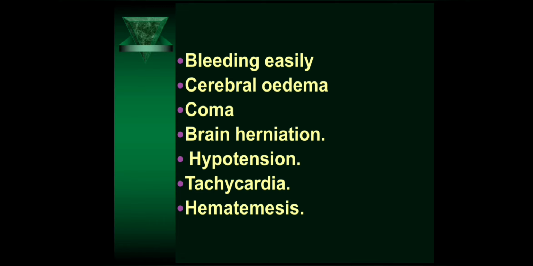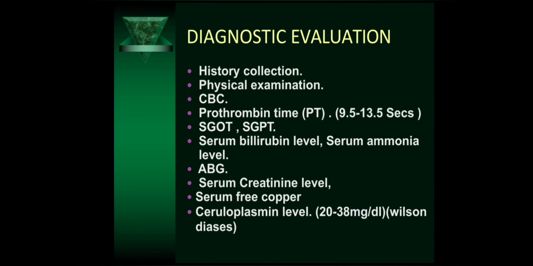Bleeding is seen easily, that is, it is easy to bruise. Cerebral edema, coma, brain herniation can be neurological symptoms. Hypotension, tachycardia can also be seen. Hematemesis and melena are also very common.